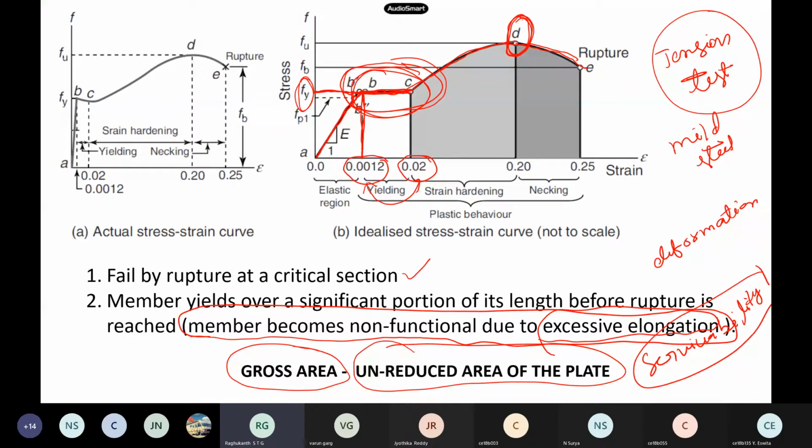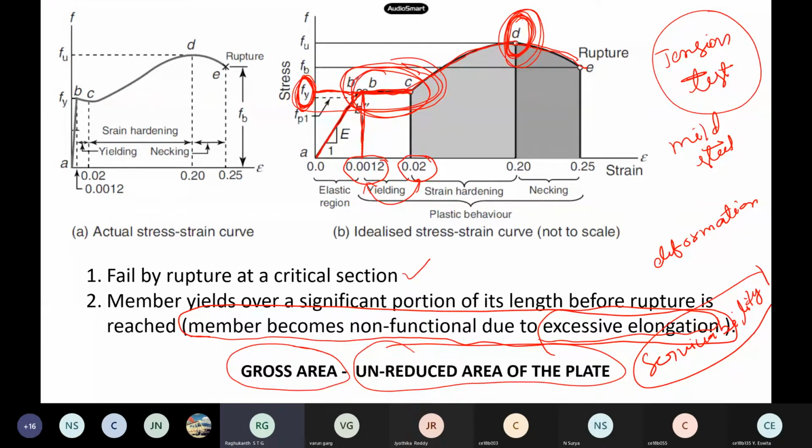See, I told you, right? What is the criteria here? Although the Fu, the ultimate stress, is higher, but we limit to Fy. Excellent, serviceability, very good. So things become non-functional after Fy. That's why we are limiting everything to Fy itself. So this comes not as a strength, but as a serviceability requirement. This is a very important thing.